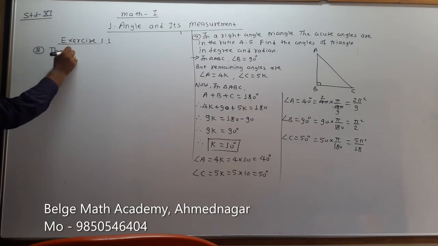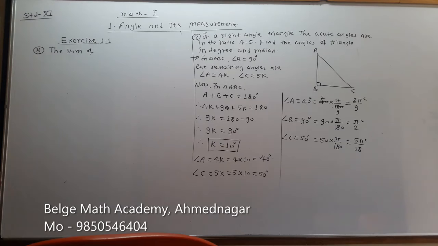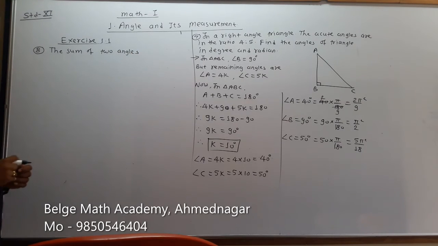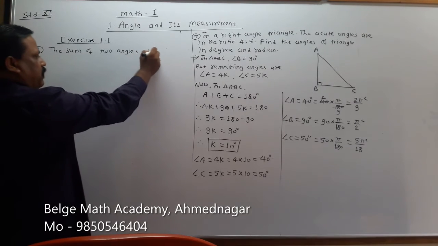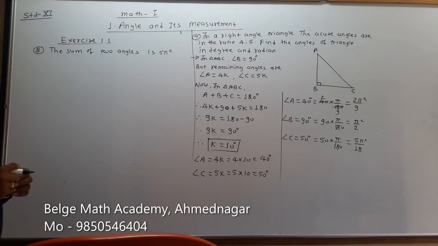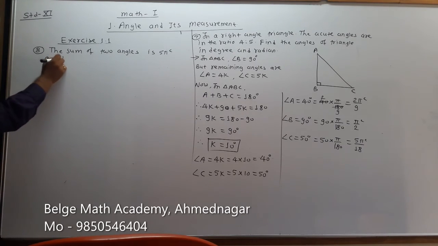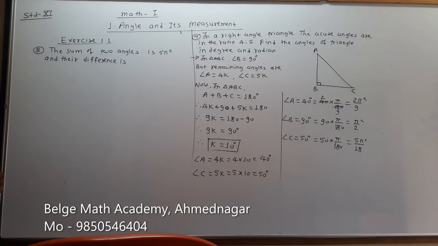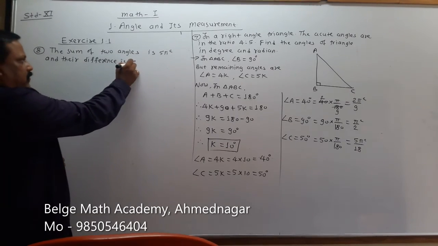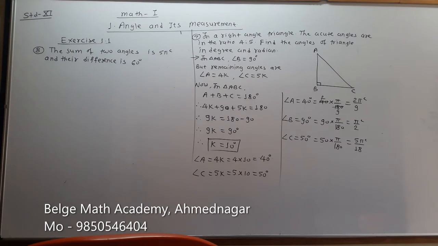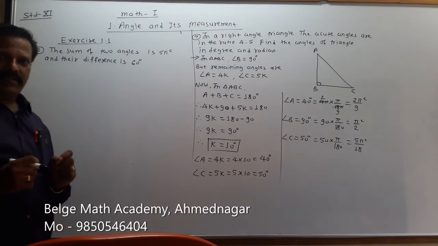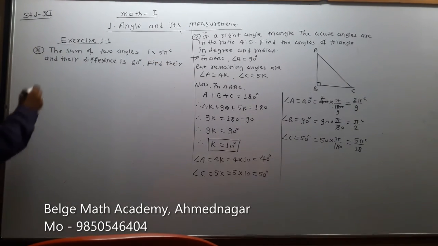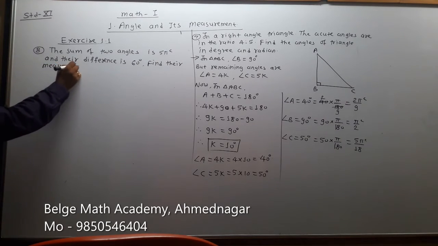The question is: the sum of two angles is 5 pi radian, and their difference is 60 degrees. Find their measures in degrees.